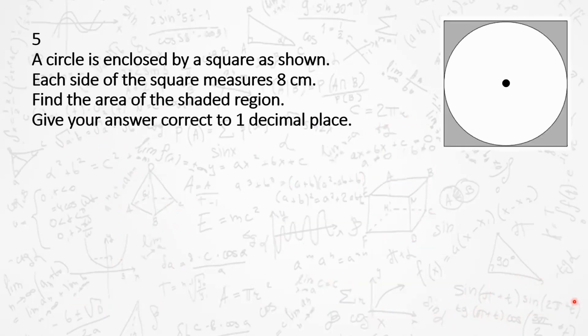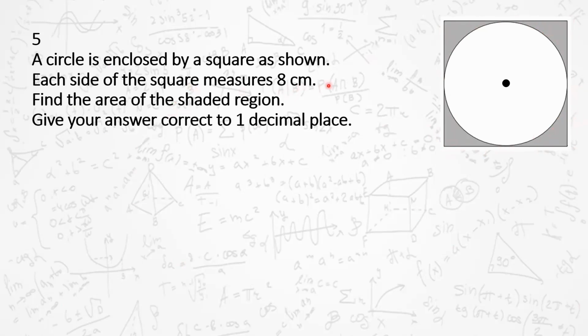Question 5. A circle is enclosed by a square as shown. Each side of the square measures 8 centimeters. Find the area of the shaded region. Give your answer correct to 1 decimal place. So the shaded region are all around the 4 corners. So you can see you have the square outside, circle in the middle. So the shaded area is the difference between the 2.